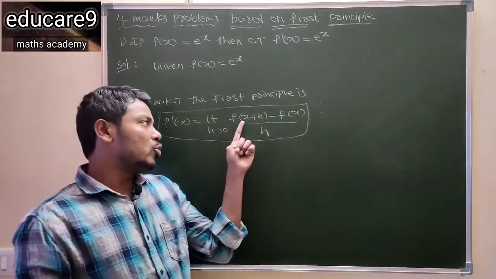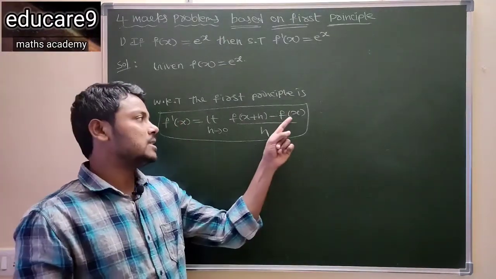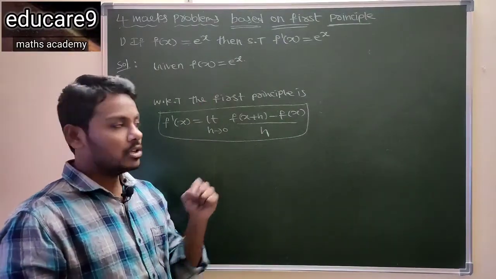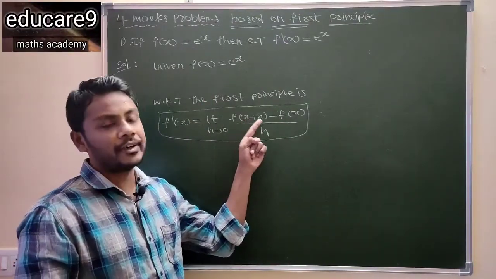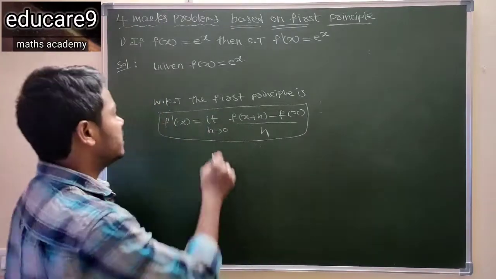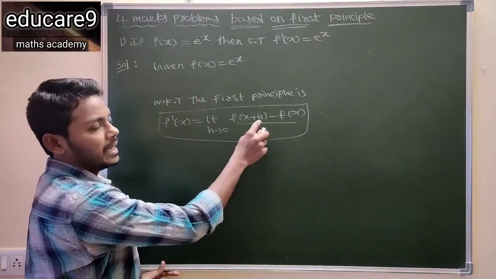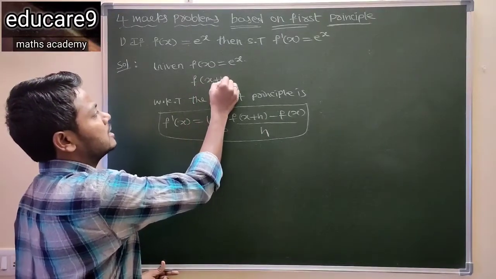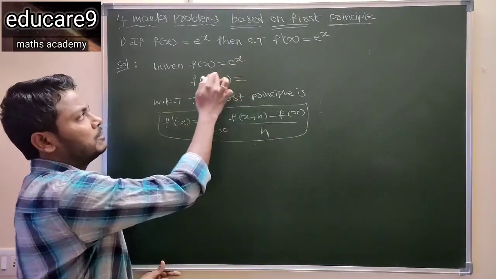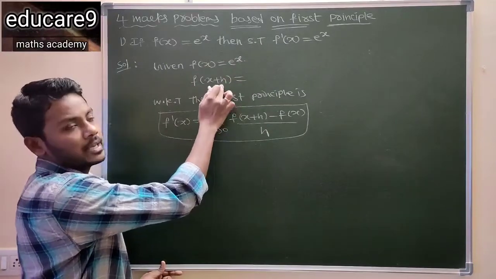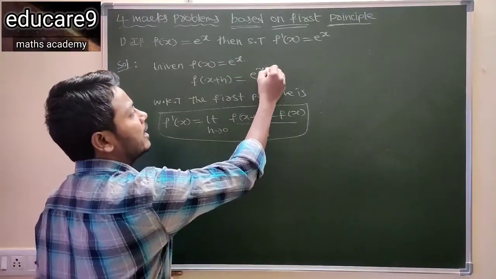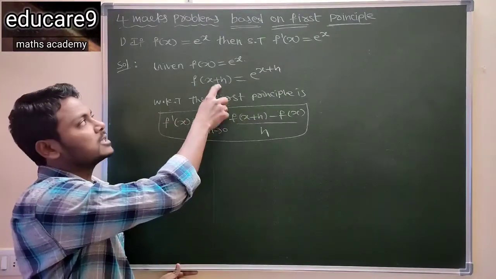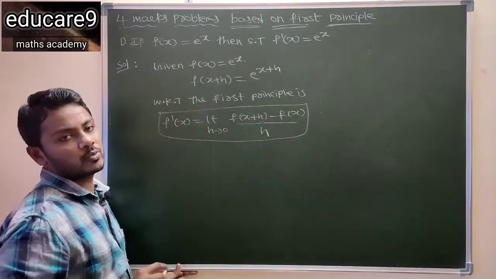Here you want f of x plus h and f of x. Here f of x is given, so you need to find f of x plus h. Replace x by x plus h. So f of x plus h: write in place of x, x plus h. That is e power x plus h. Now substitute f of x plus h and f of x in the first principle.